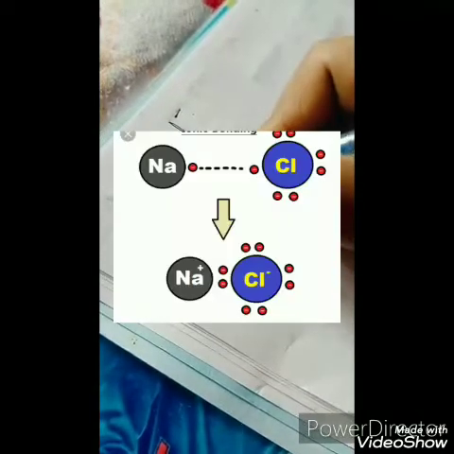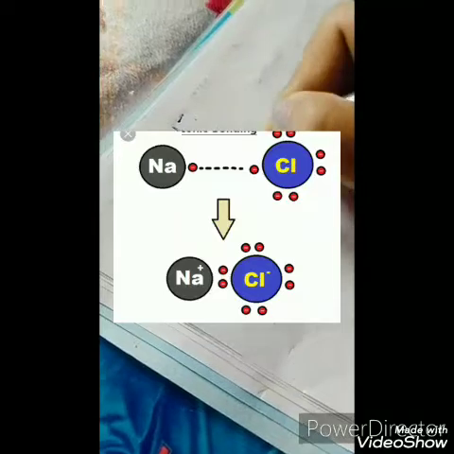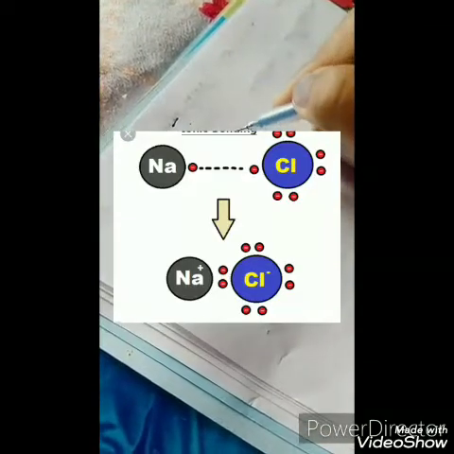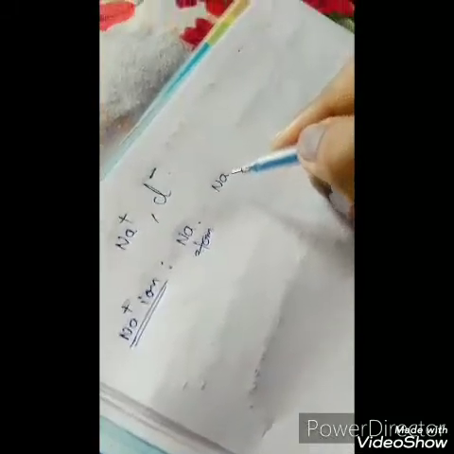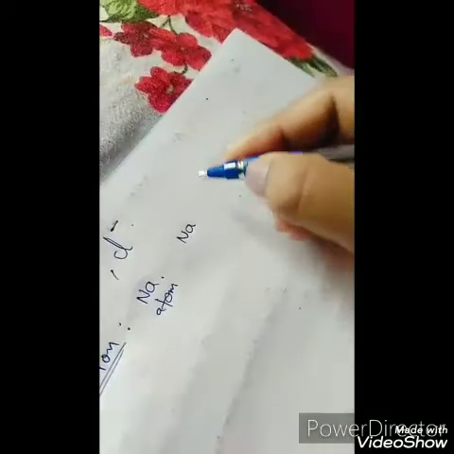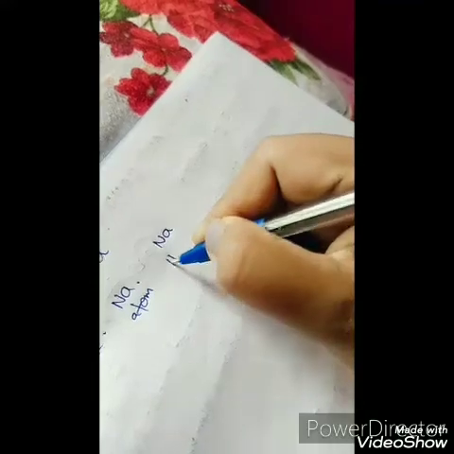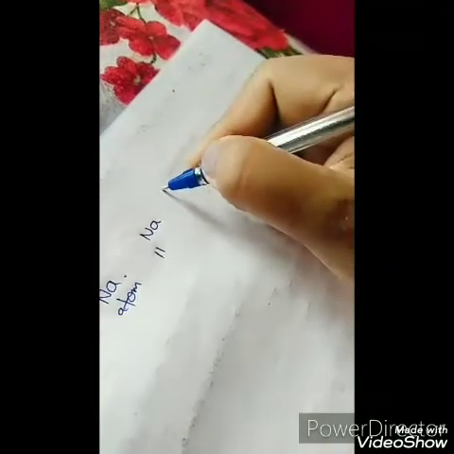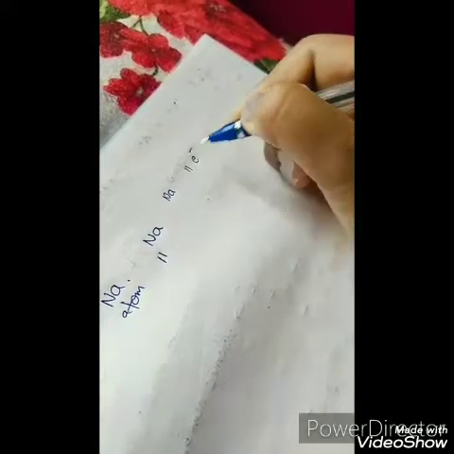This can be formed from the sodium atom. Sodium, the symbol is Na. Why? Because the atomic number of sodium is 11. So, sodium contains 11 electrons and 11 protons. Okay, is it clear?